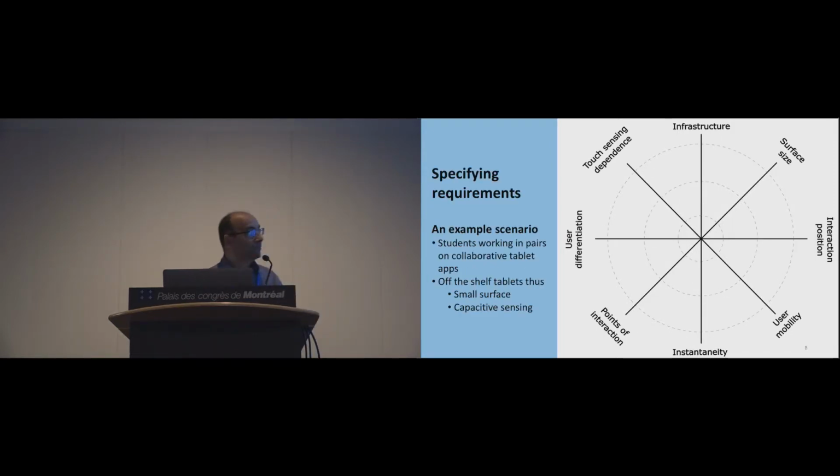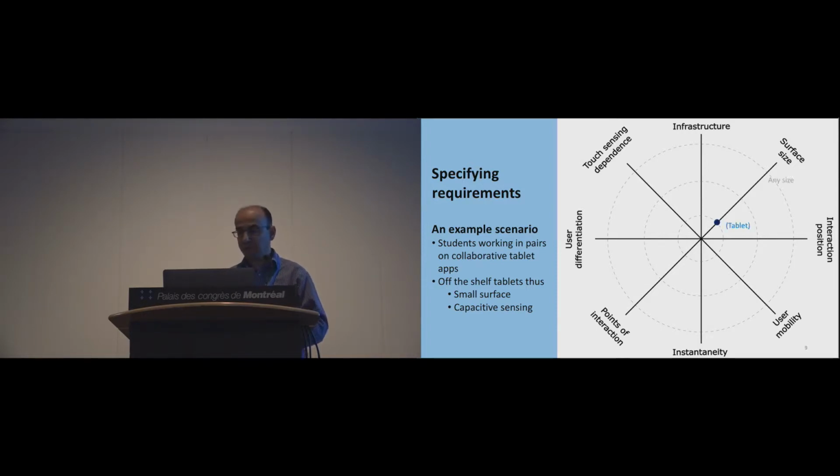So the best way to explain this is to use this visualization to describe a specific scenario. Imagine a classroom where students work in pairs around tablets, which is a very common scenario nowadays, and the school wants to differentiate between the interaction of the different students, so students are actually accountable for what they are doing.